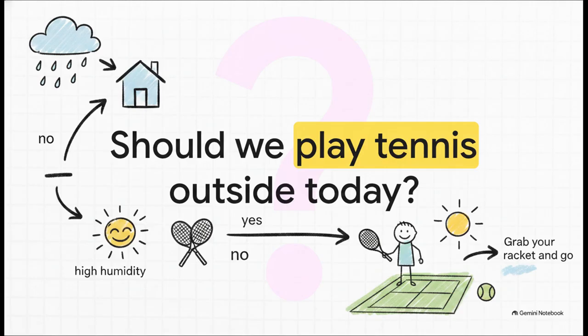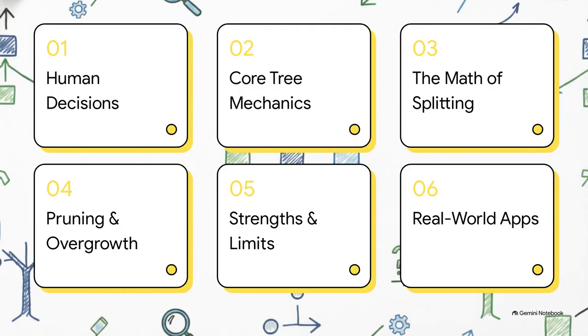This step-by-step flowchart logic isn't just how human beings think. It is the exact foundation of a highly powerful AI algorithm. To really understand how a computer pulls this off, here is our roadmap. We'll look at mimicking human decisions, core tree mechanics, the math of splitting, preventing overgrowth through pruning, the model's strengths and limitations, and we'll finish up with real-world applications. And hey, don't worry if the math sounds a bit intimidating. We're going to walk logically from that basic tennis analogy all the way to high-stakes real-world stuff.